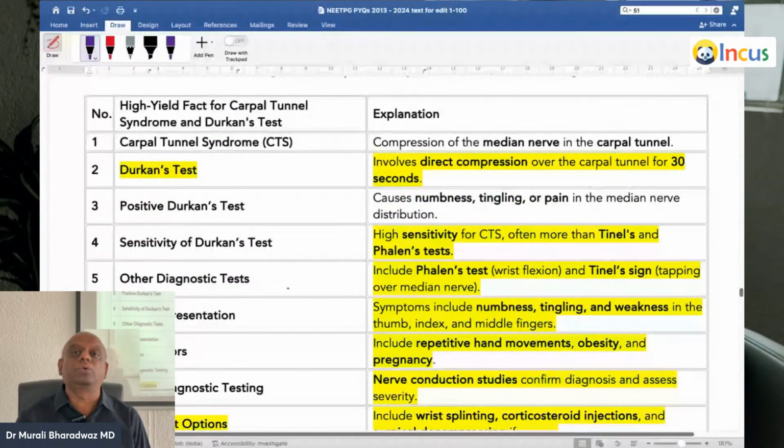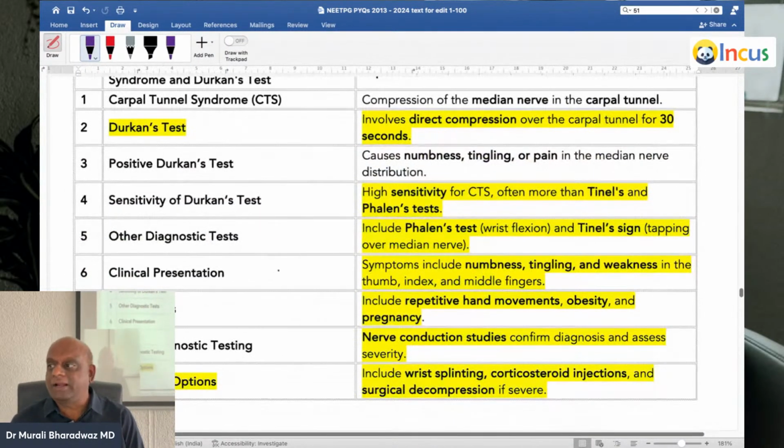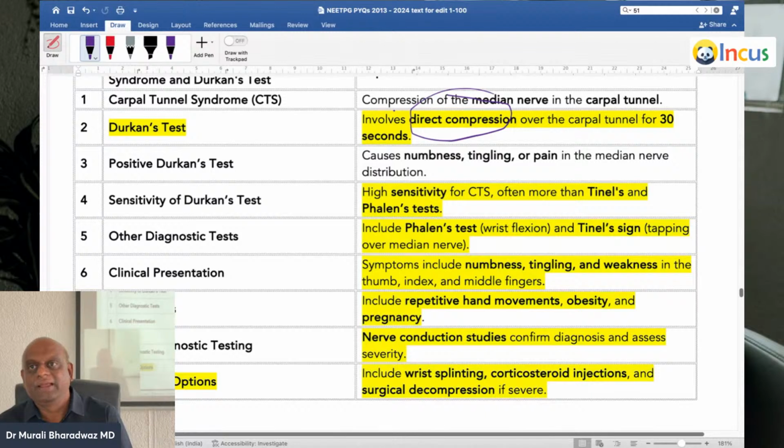Carpal tunnel syndrome. Typically, we use Durkan's test. So what is Durkan's? It involves direct compression on the carpal tunnel for about 30 seconds, and then it will lead to pain in the median nerve distribution. How is the median nerve pain? Thumb, index finger, and half of the middle finger. And the remaining is all ulnar.